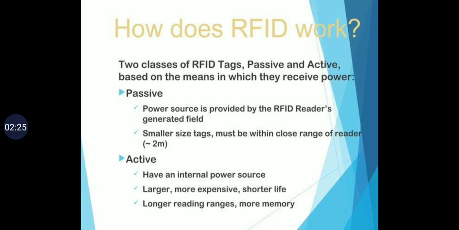Two types of RFID tags are there. One is passive, the other one is active. Passive means it will not have a power supply. The power for this tag is provided by the RFID reader, and it is smaller in size and must be within close range of the reader. In the other case, the active type will have an internal power supply and is larger compared with the passive one. It is more expensive and has a shorter lifetime, but its reading range is greater than the passive, and it has more memory capacity to store information.